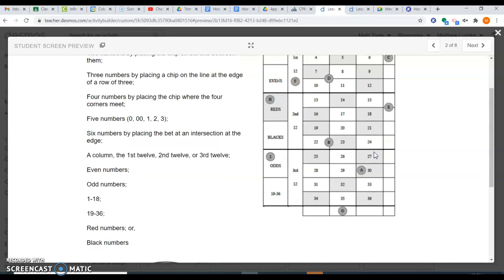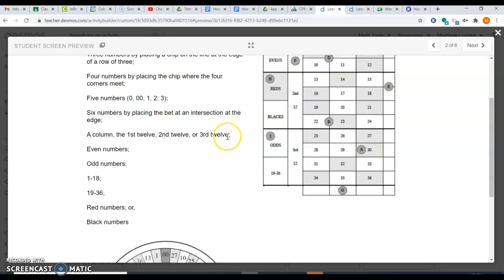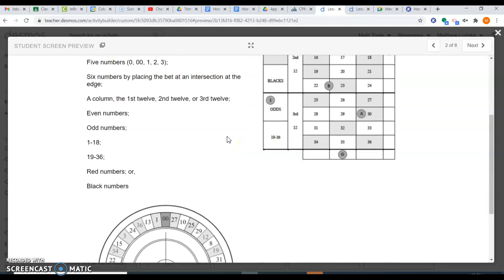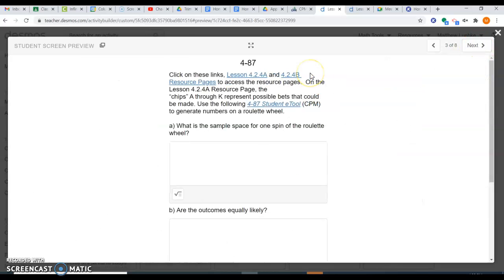And so again, there's a bunch of different ways to bet on the numbers here, and they list them all through here. And so we're going to investigate the subsets. We're going to investigate the entire sample size, some probabilities here, and then what it means to be a union and an intersection.